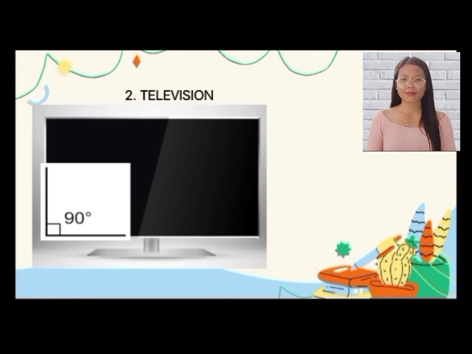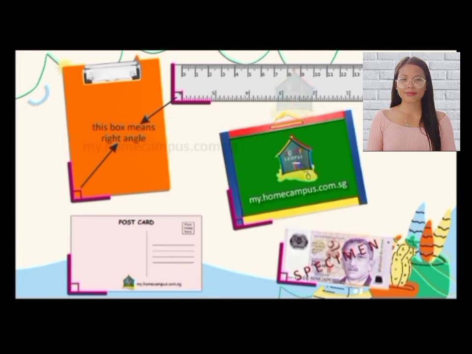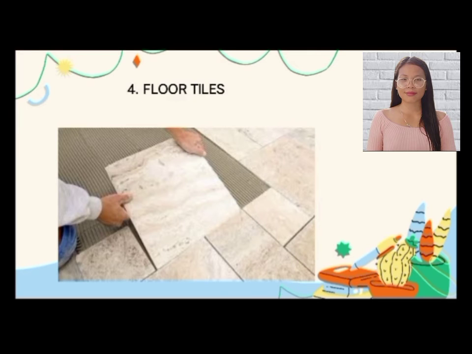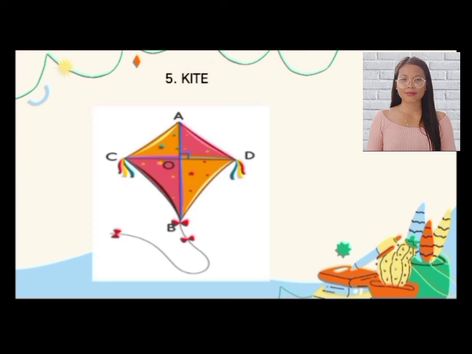Next, the television. The edges of the television form a 90-degree angle, which represents perpendicular lines. Next, we have the edges of a ruler, edges of a carton, a postcard, and also the edges of money. Next, we have the window. The edges of the window can form perpendicular lines. And next is the floor tiles. Last one is the kite.